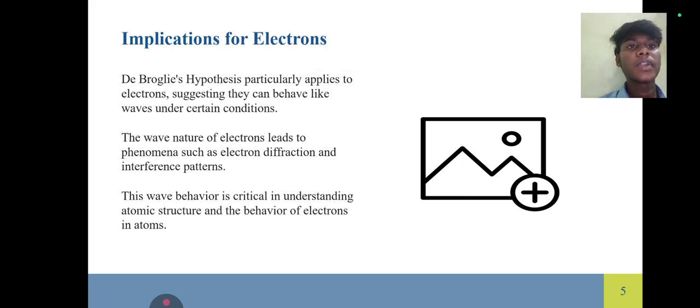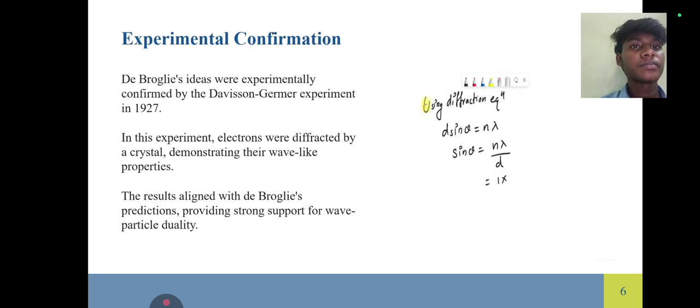De Broglie implications for electrons. De Broglie's hypothesis particularly applies to electrons, suggesting they can behave like waves under certain conditions. The wave nature of electrons leads to phenomena such as electron diffraction and interference patterns. This wave behavior is critical in understanding atomic structure and the behavior of electrons in atoms.